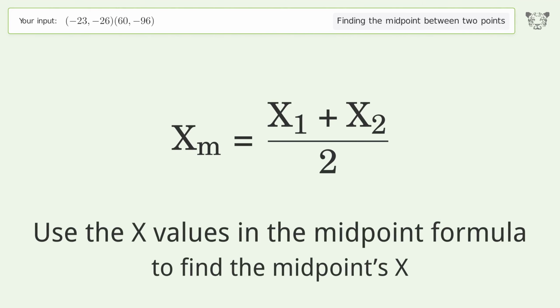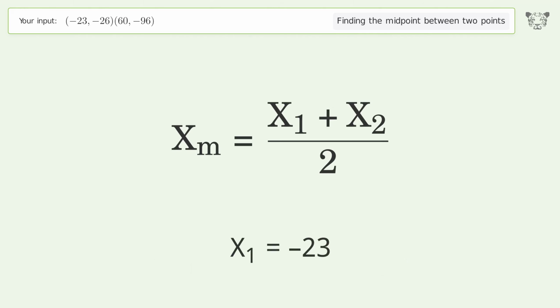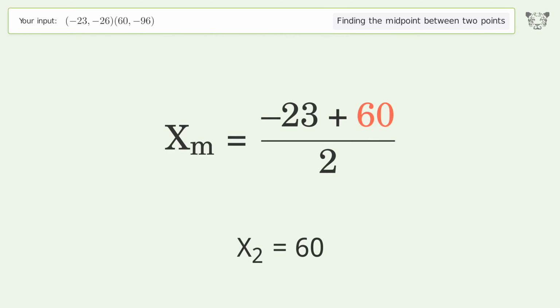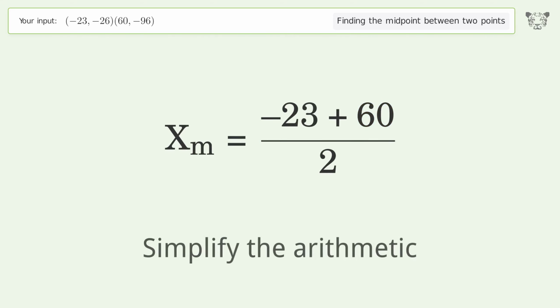Use the x values in the midpoint formula to find the midpoint's x. x1 equals negative 23. x2 equals 60. Simplify the arithmetic.